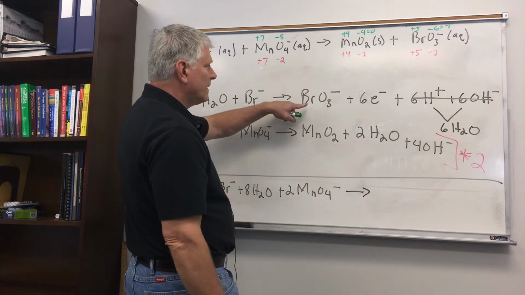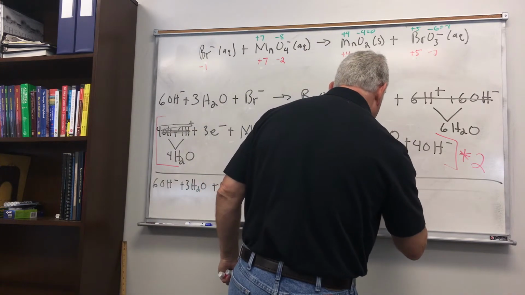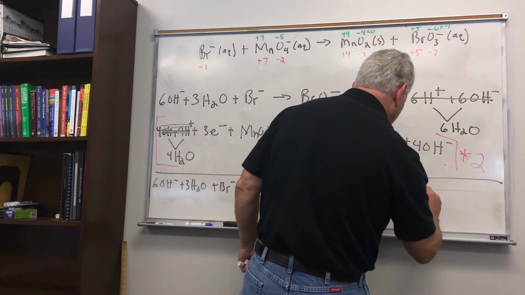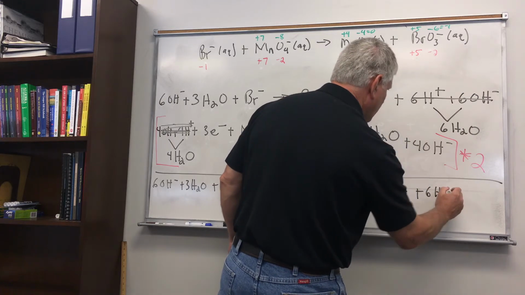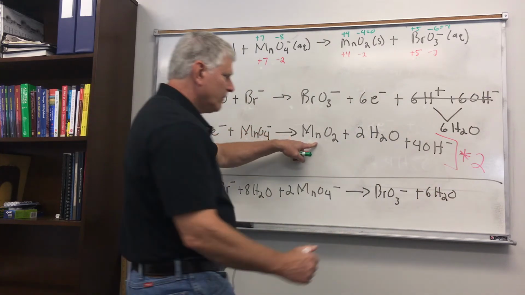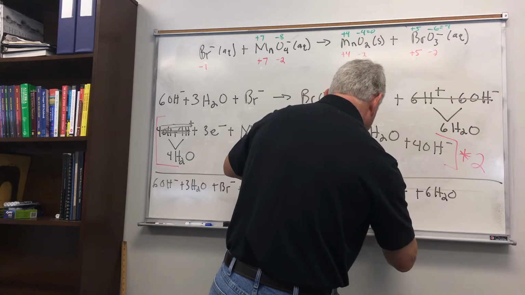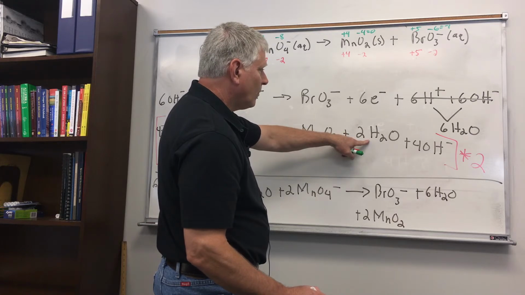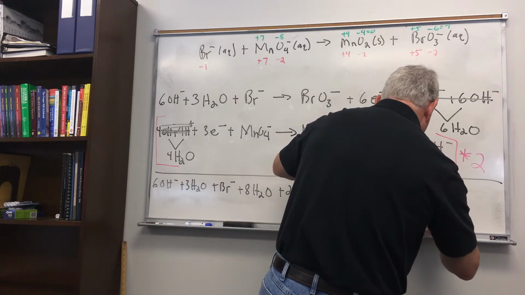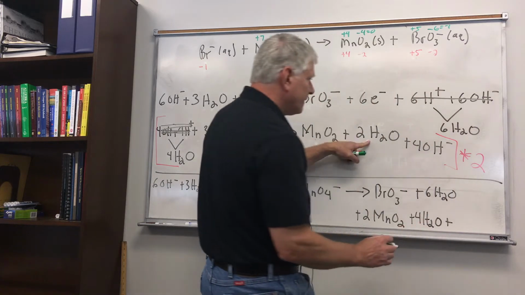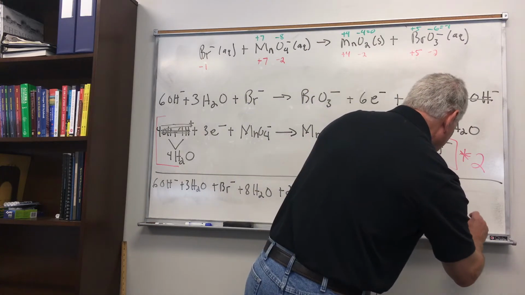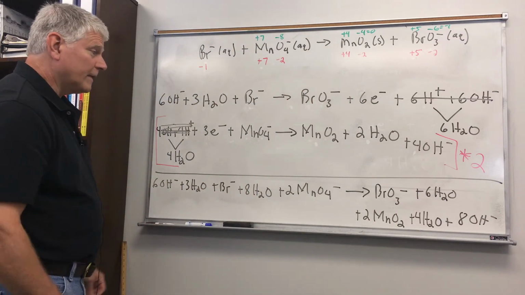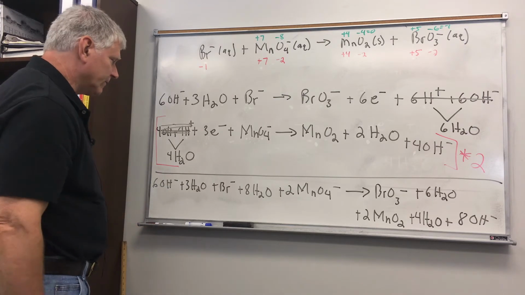I've got BrO3 minus and 6 waters and 2 MnO2s and 4 waters plus 2 times 4, 8 OHs. So now I'll see I'll have waters and OHs common on both the left and right, so I'll go ahead and cancel those what I can.